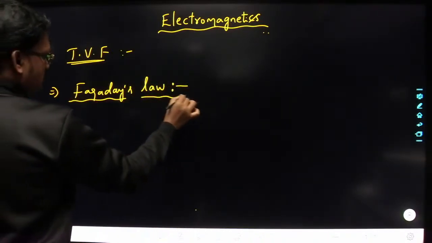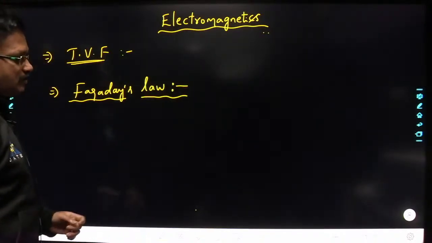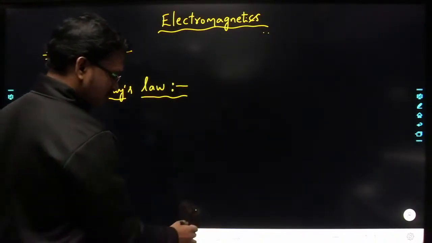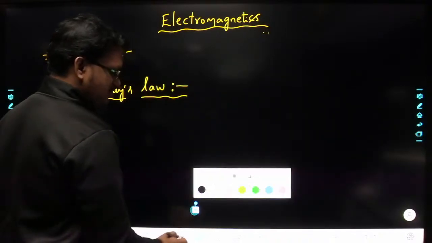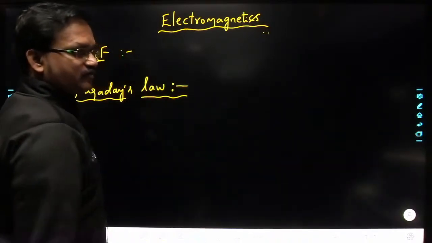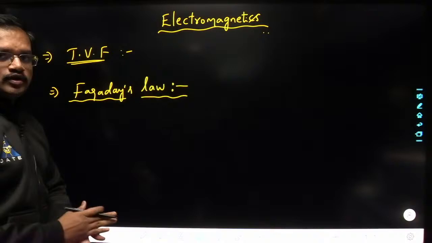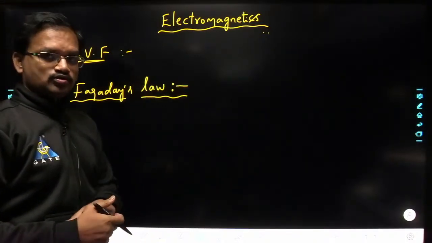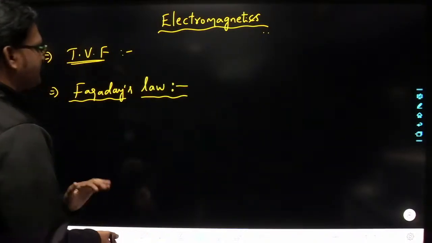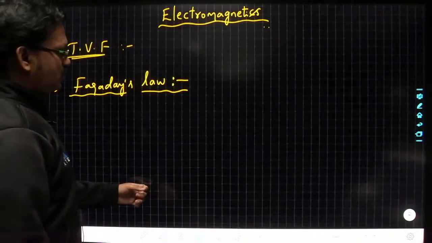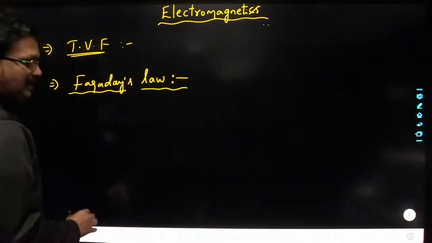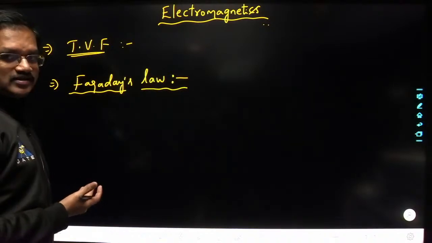What we have seen in Faraday's law is that whenever there is a change in magnetic flux, that change in magnetic flux is going to induce an EMF around the closed loop. So that's what we have seen. So we have given a mathematical expression to that Faraday's law.